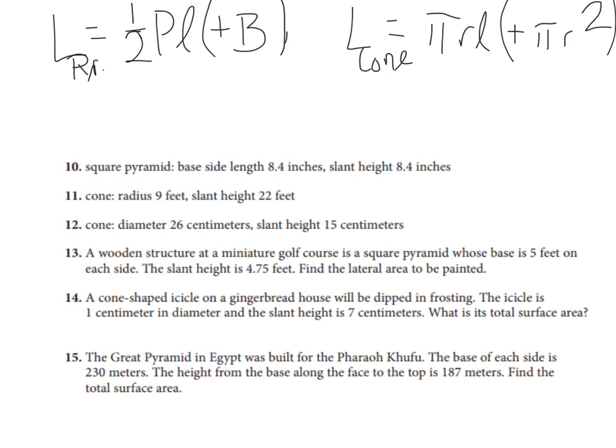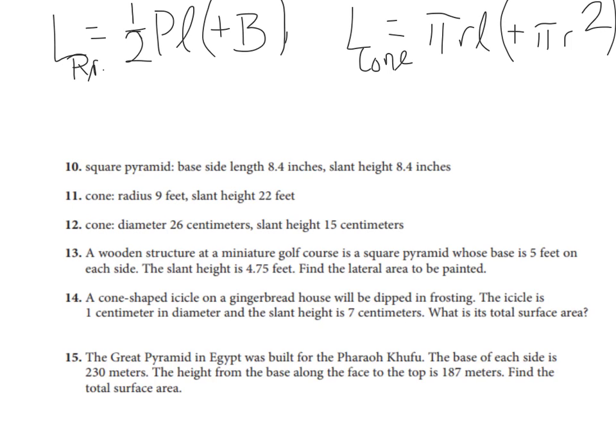Number 12, we have the cone. Again, we have a diameter. Be careful. Slant height, there you go. Number 13, square pyramid. 5 feet on each side, so that's going to help you do your base and also the perimeter. Make sure you know how many sides on a square. Slant height again. Find the lateral area. Only the lateral area there. These three would want the total surface area, I'm guessing.